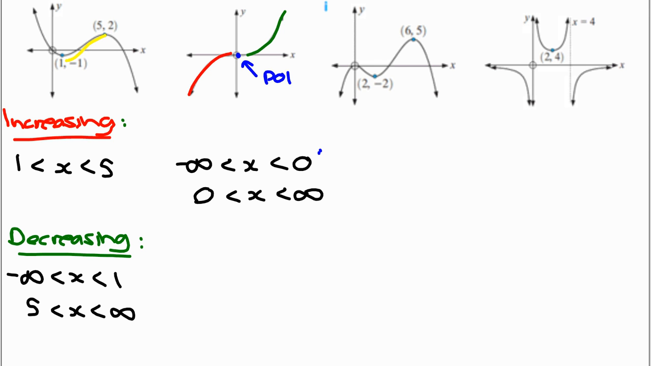this one's got some increasing bits, and then how many decreasing bits? 2. Yeah, so we've got 4 things to write up. What would you write up for this one? Negative infinity to 0, yeah. So that helps you to forward heading to 0. And the other increasing one you did? 6, 3.